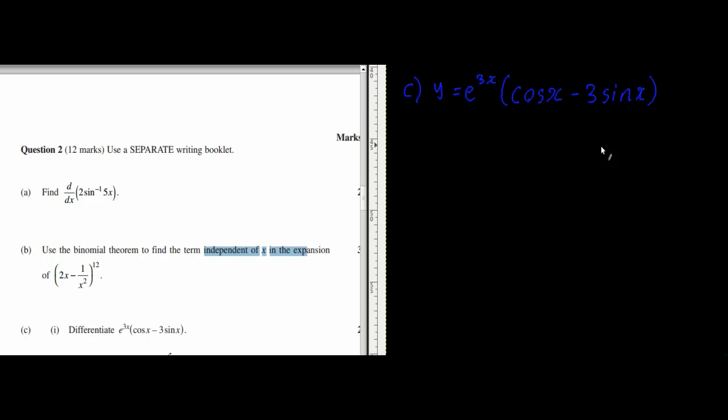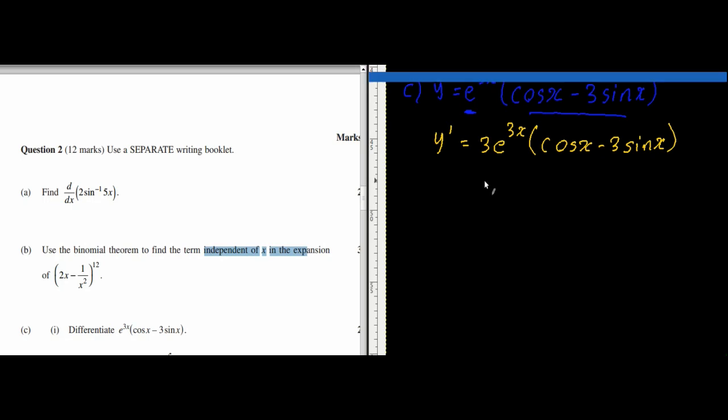So how do I differentiate this? Now, you need to remember your product rule, all right? Because that's one term, that's the other term. All right, so y dash, differentiating this one first, it's going to become 3e to the 3x, and then you leave the second one alone. So I end up with cos x minus 3 sin x.